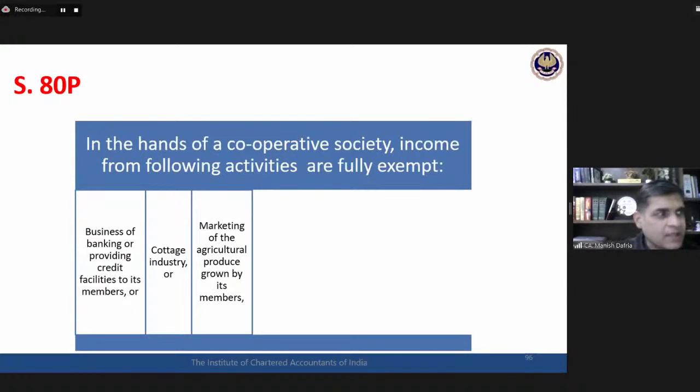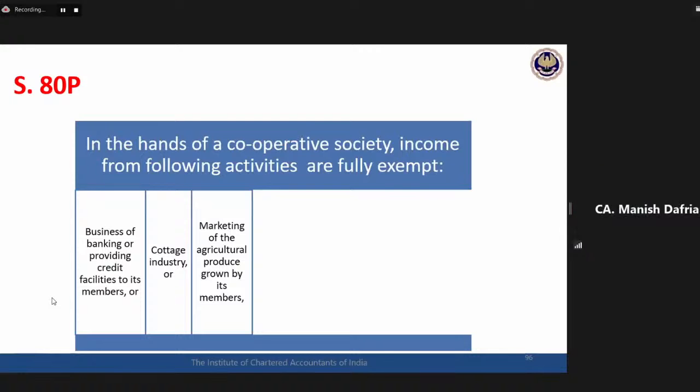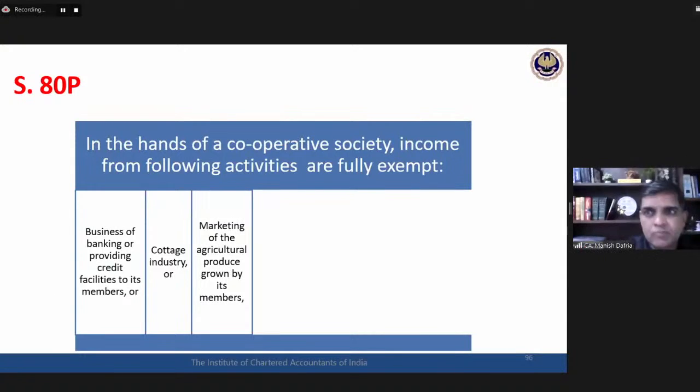So marketing of the agricultural produce grown by its members. So this is the third activity, which is eligible for this exemption in the hands of cooperative societies.